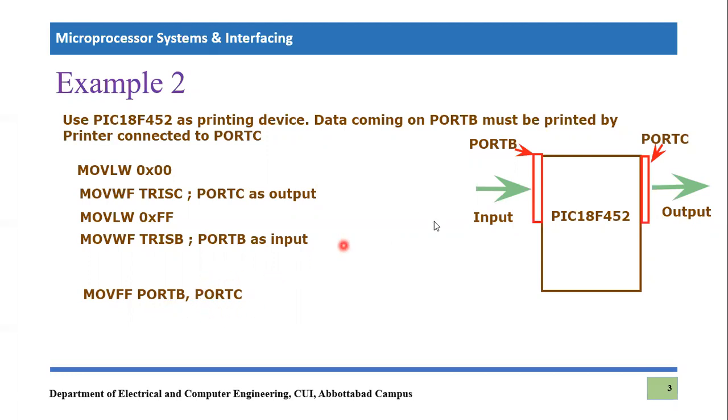So in this way, information carried towards port B will be collected by the microcontroller and sent to port C, which is again connected to an output device. So this is the function that we want to perform with this specific microcontroller. This is the only task that will be performed in this application. So we need to repeat this task for an indefinite time, right?